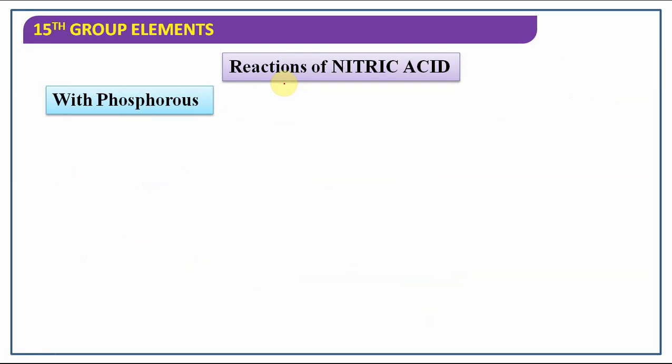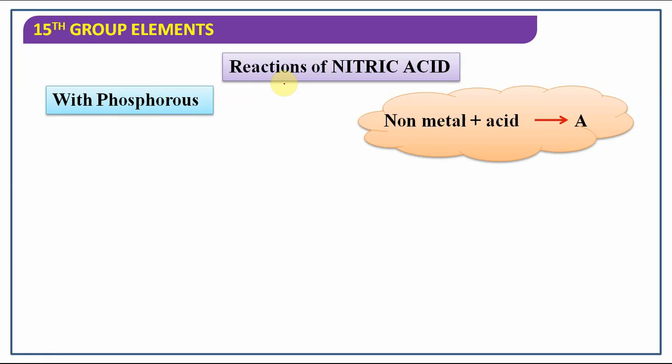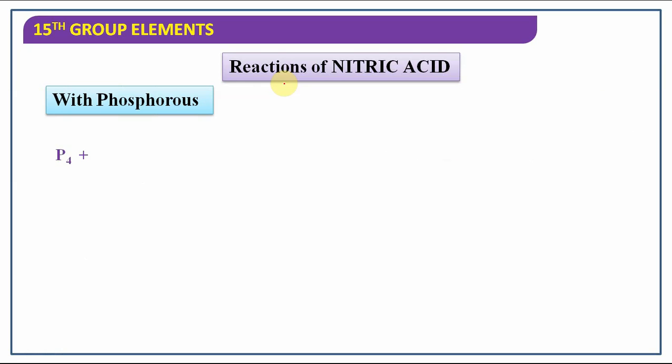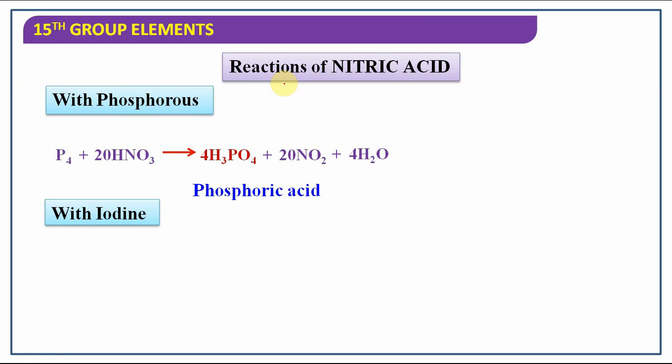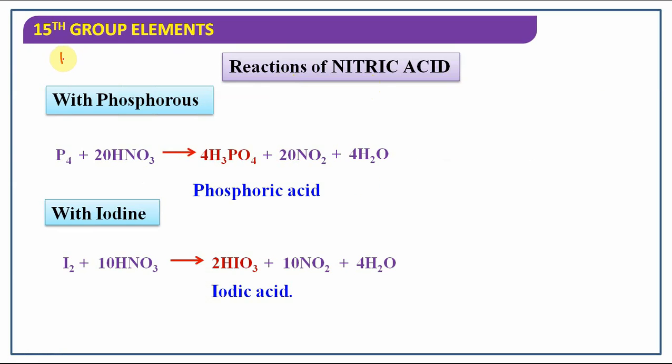Now, when we talk about non-metals, how can nitric acid react with the non-metals? Phosphorus, in the sense, is a non-metal. Non-metal plus acid will give an acid. See, all these are examples of non-metals. Observe it carefully.